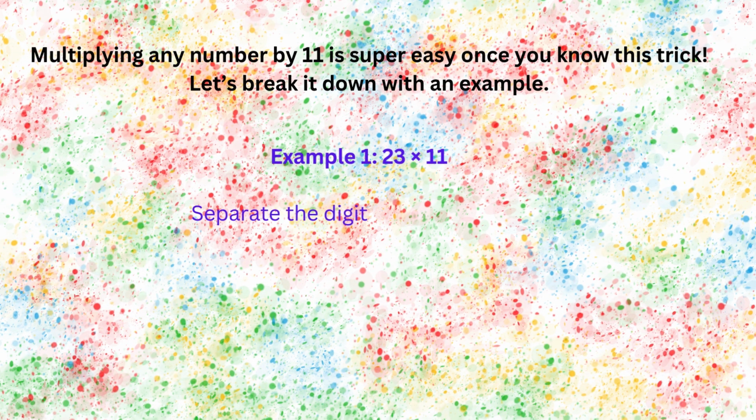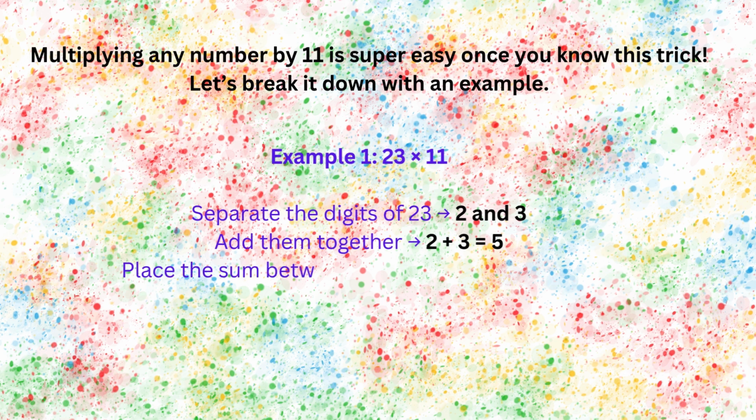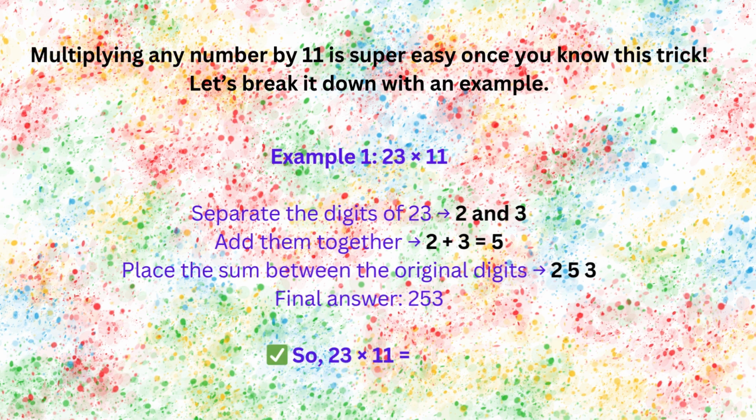Separate the digits of 23: 2 and 3. Add them together: 2 plus 3 equals 5. Place the sum between the original digits: 253. Final answer, 253.